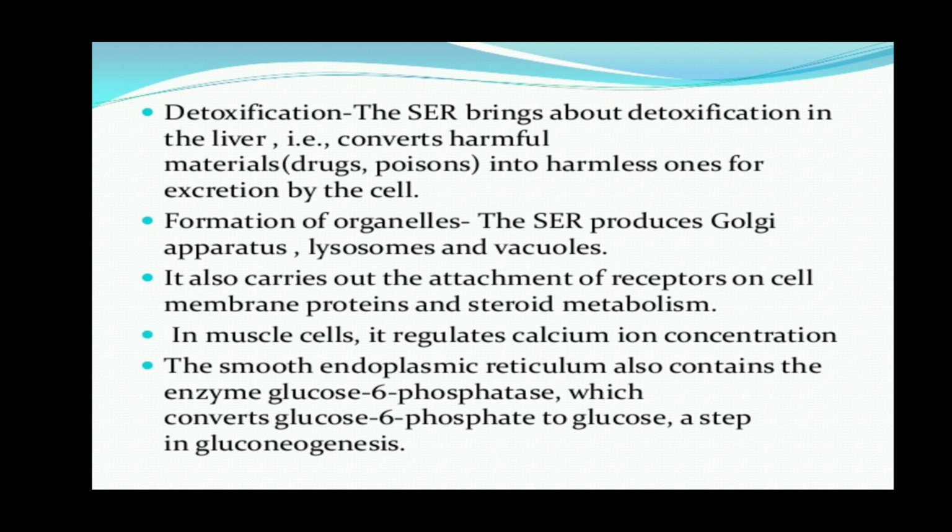In muscle cells, it regulates the calcium ion concentration. Muscles can contract as well as relax, and this takes place because of the calcium ion concentration, which is controlled by the smooth endoplasmic reticulum in the muscle cells. Smooth endoplasmic reticulum also contains enzymes like glucose 6-phosphatase, which converts glucose 6-phosphate to glucose. It's a step in gluconeogenesis.